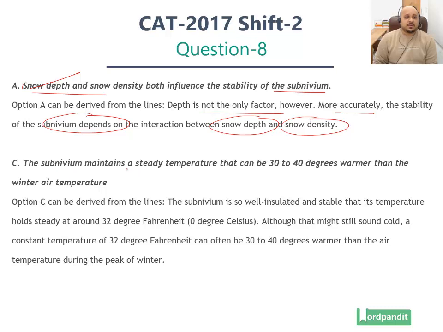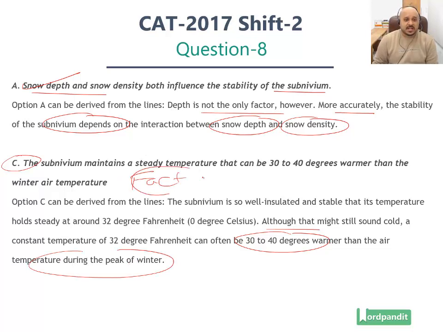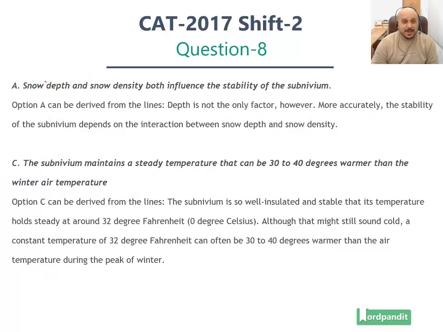The subnivium maintains a steady temperature that can be 30 to 40 degrees warmer than the winter air temperature. Option number C states this. This is directly given, although that might still sound cold. A constant temperature of 32 degrees Fahrenheit can often be 30 to 40 degrees warmer than the air temperature during the peak of winter. Another fact which is directly mentioned in the passage. So A and C are 2 facts which are directly mentioned in the passage.